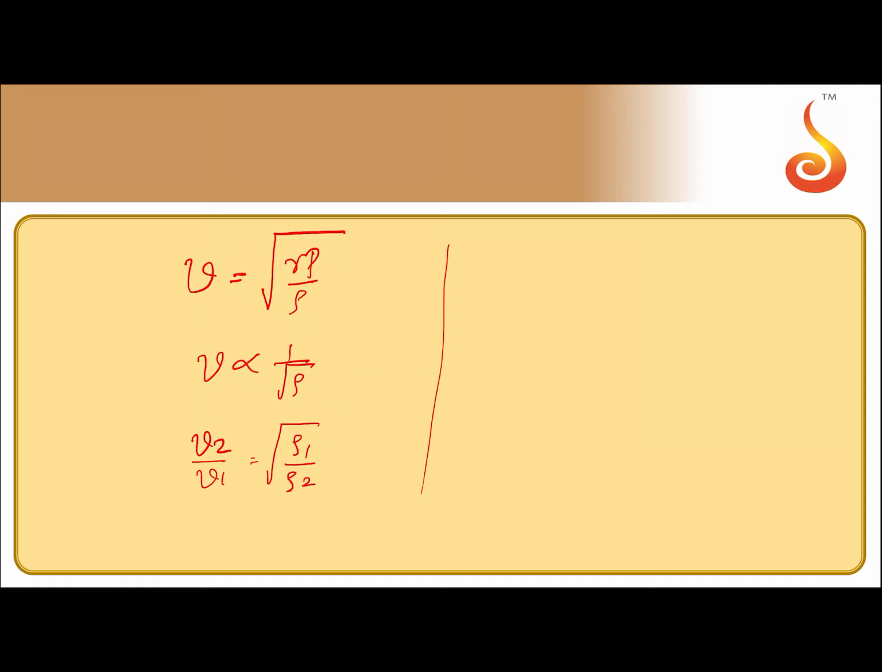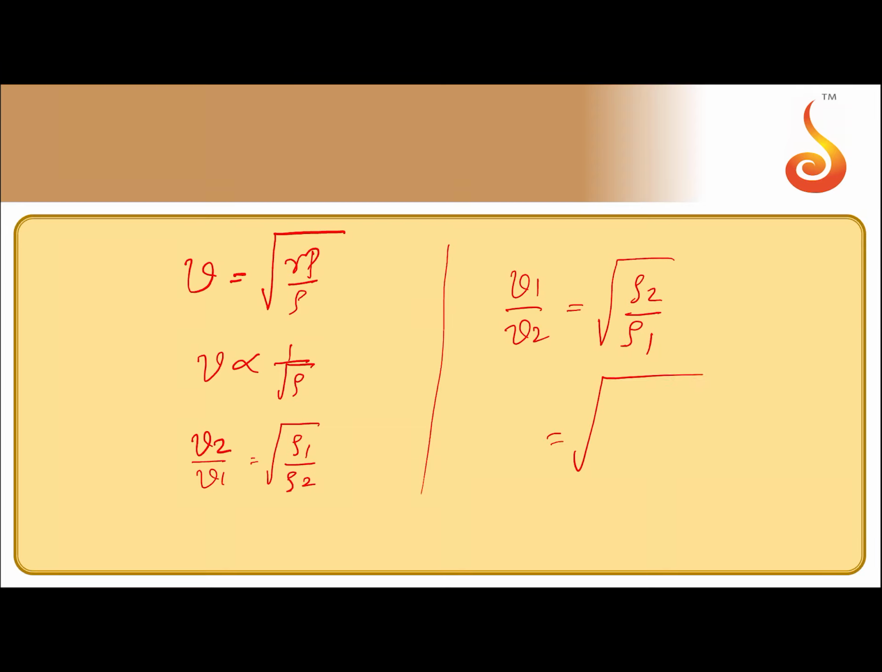You know that the speed of sound in a gaseous medium is given by root of gamma p divided by rho. That is, V is proportional to 1 by under root rho, or V2 divided by V1 is equal to root of ρ1 divided by ρ2. But here we want the value of V1 divided by V2. So V1 by V2 is equal to root of ρ2 divided by ρ1.